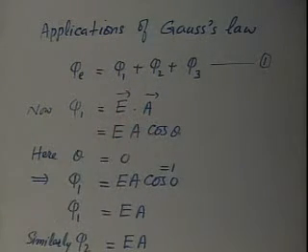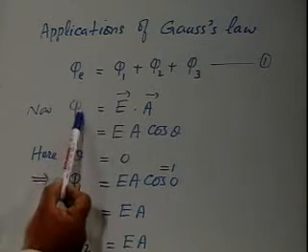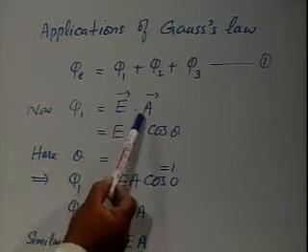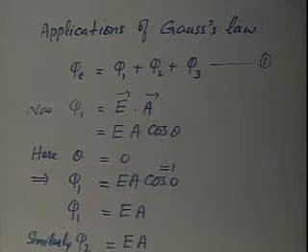What is phi 1 here? Yes, it is the flux passing through one end phase. So phi 1 is equal to E1 dot A. By the definition of dot product, you know that E dot A is equal to EA cos theta.